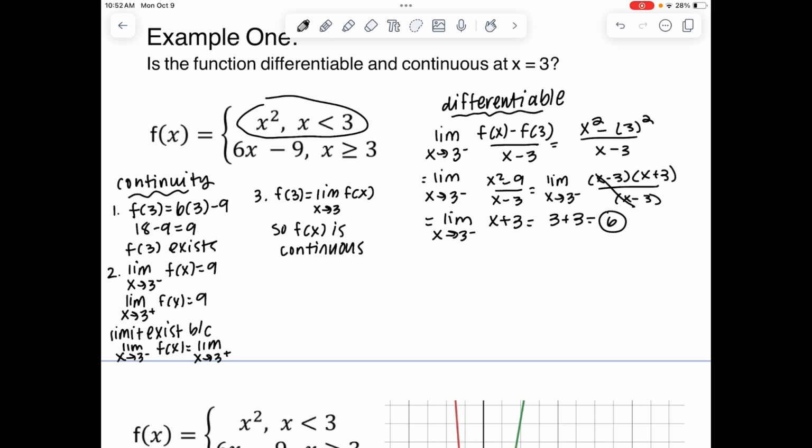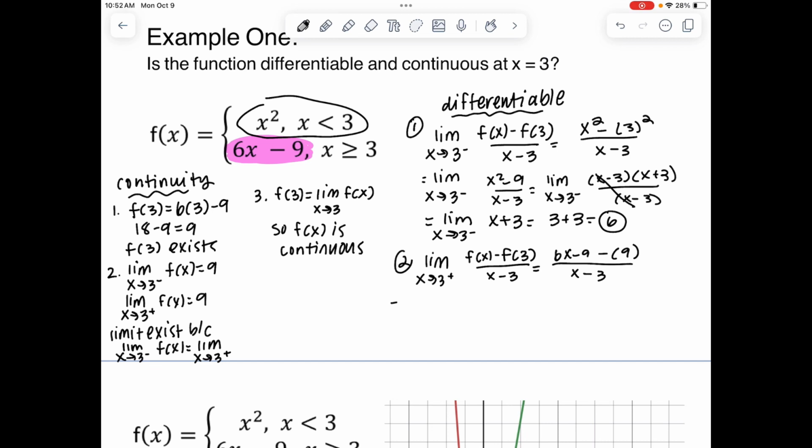Now we need to see if the right-hand derivative is 6. So that was kind of like step 1. Step 2 is now we need to check the right-hand derivative. It's basically the same process, but we're going to use this function now, because this is where the x values are greater than 3. So I'm going to use 6x minus 9 to check that one. So I'll have, again, f of x minus f of 3, same definition, just using the different part of the function. So I'll have 6x minus 9 minus, if I plug 3 in there, 6 times 3 is 18, 18 minus 9 is 9, all over x minus 3. You can make sure I did that right. Yeah, I did.